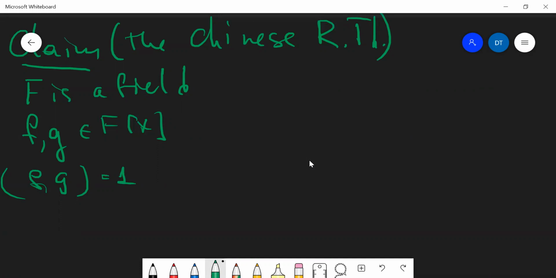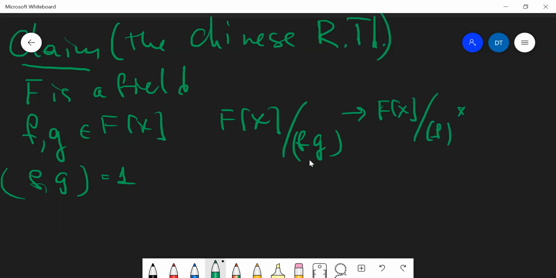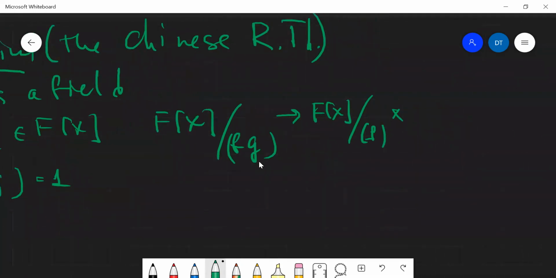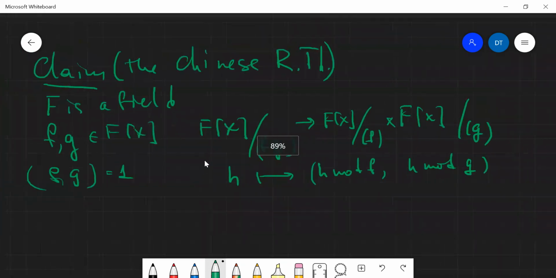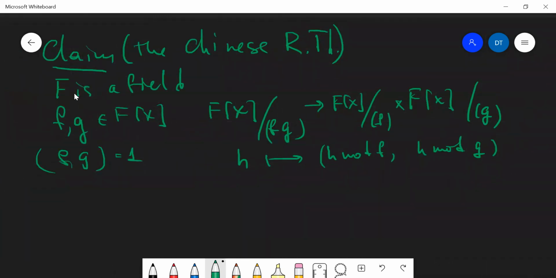let me write the formula down, and then I will explain what's going on. F[x] quotient by (F times G) goes to F[x] quotient by F times F[x] quotient by G. And the map works like this. You take H to the pair (H modulo F, H modulo G). Let me show you the claim.